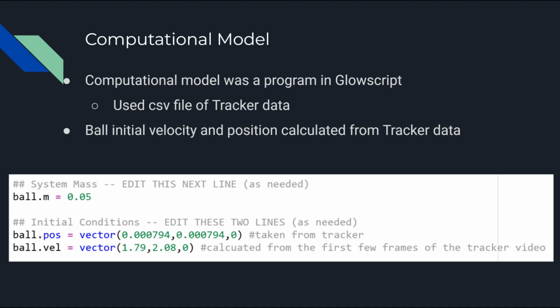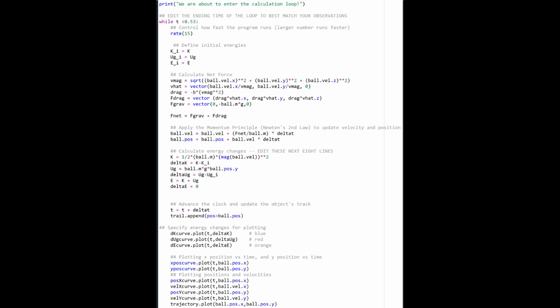Okay, talking about the computational model, it's a program in GlowScript. I converted the Tracker data to a CSV, just like in Lab 4. The ball's initial velocity and position were calculated from Tracker data. Position was taken from Tracker. The velocity was calculated from the first few frames. You see the code there with the initial conditions. And then this shows the code that I had to put together. I took code from Lab 4 and from Lab 2 together. So I did define the initial energies, calculate the net force, but then also calculate the energy changes and the momentum principle update.